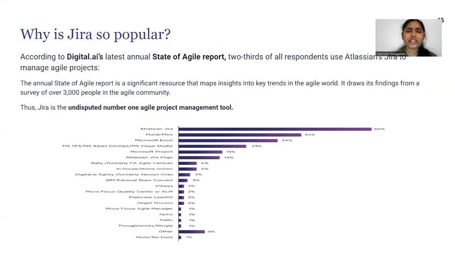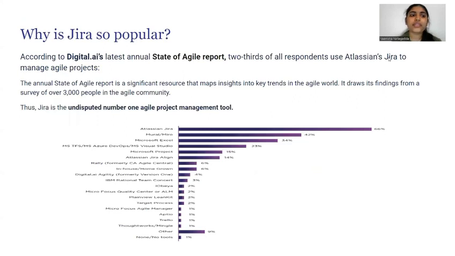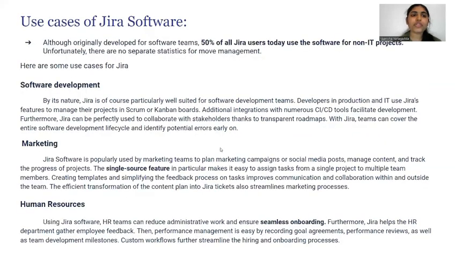So, coming to why Jira is so popular. According to Digital AI's latest annual State of Agile report, two-thirds of the respondents use Atlassian Jira to manage agile projects. Here we can see the statistics of Jira. Jira is the undisputed number one agile project management tool. Here we can see in the chart that Jira is 66% used. Some of the use cases of Jira software are mentioned here.